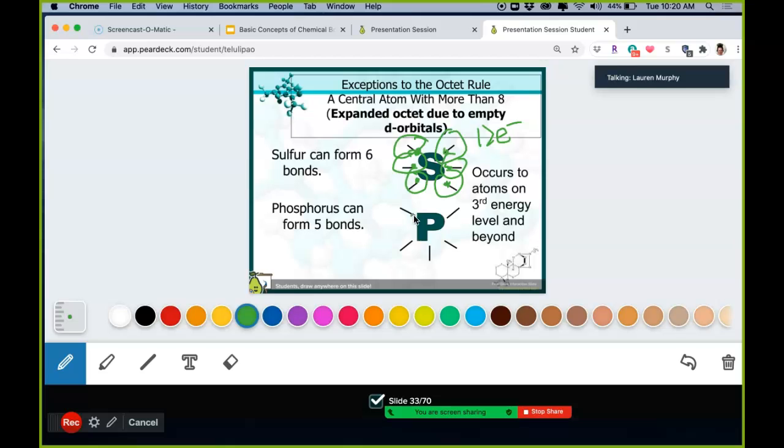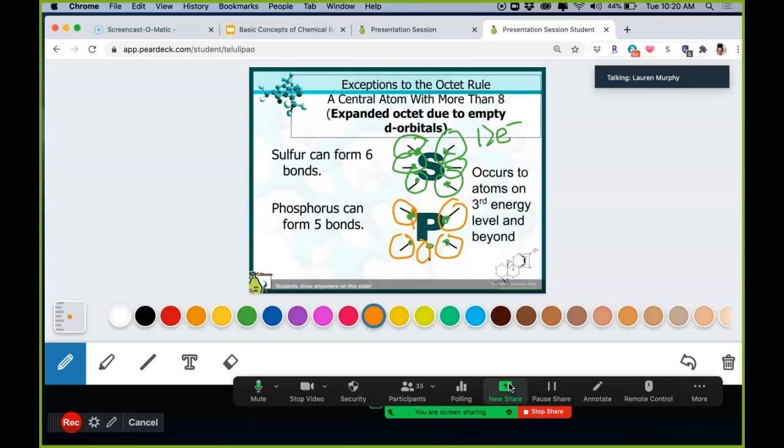And then like phosphorus, for example, has 1, 2, 3, 4, 5 valence electrons. It can bond all 5 times, which would create 2, 4, 6, 8, 10 electrons around it. And it can be stable that way. Now that doesn't mean this is what it will always do. It just can do it. So let's talk about why.